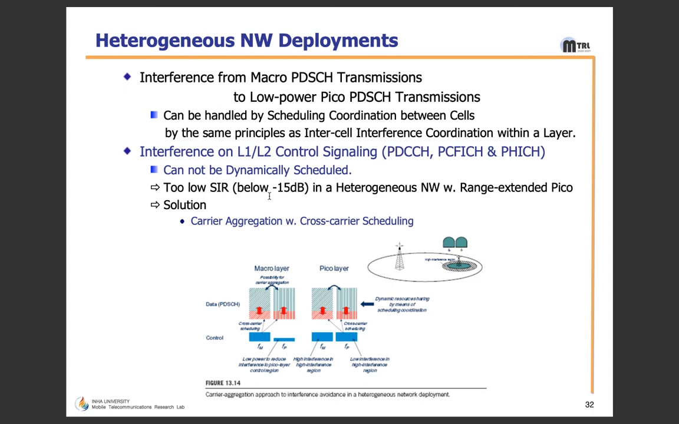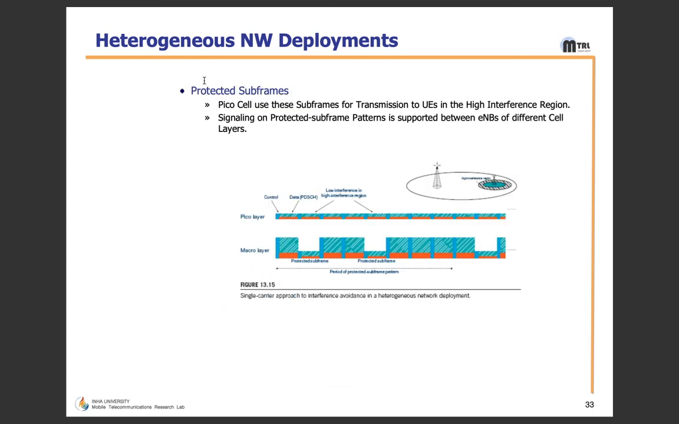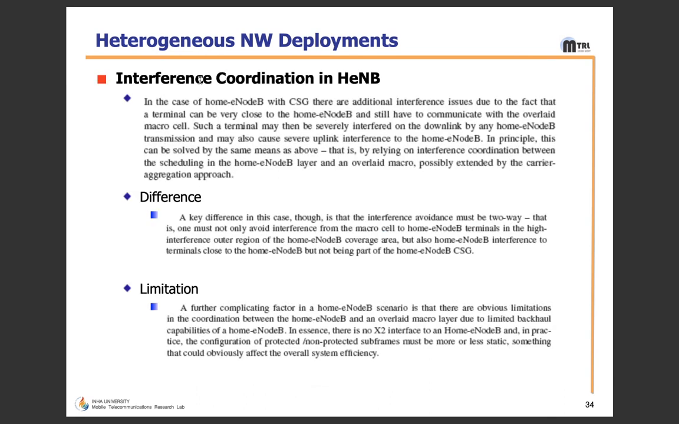So the solution for this is carrier aggregation with cross-carrier scheduling. The picocells use the protected subframes for transmission to the user equipments in their high interference region. Signaling of protected subframe patterns is supported by the eNode Bs of different cell layers. Here are some tips for interference coordination in the femtocells.